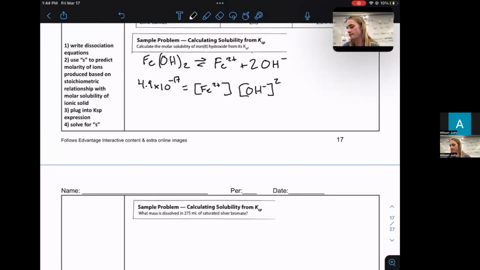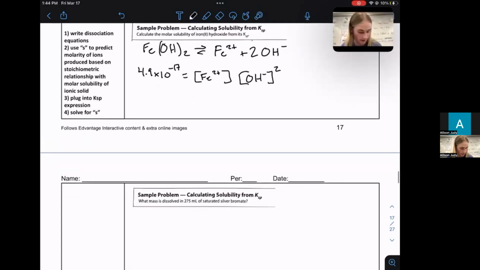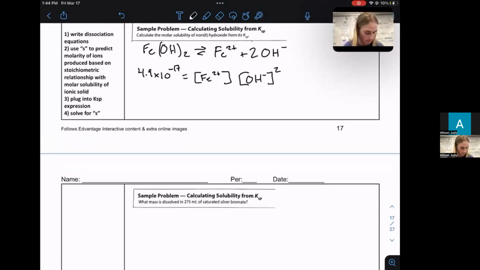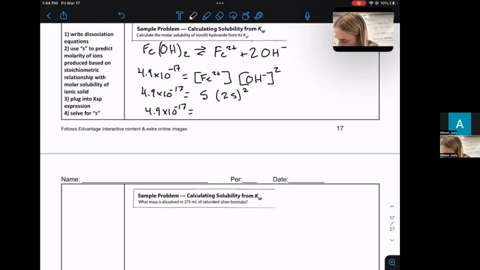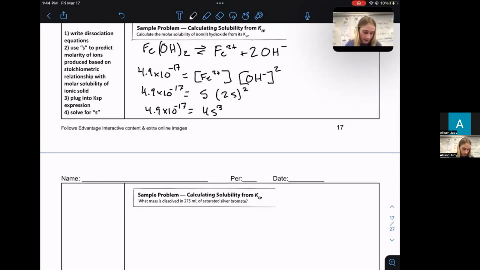Or I guess I'll just plug it in. I could have plugged it in right there, but this 4.9 times 10 to the negative 17 equals the concentration of iron 2+, which is going to be S, times the concentration of OH-, which is 2S squared. This looks pretty familiar, probably. This is KSP equals 4S cubed. And then it's just algebra. All these KSP calculations are pretty friendly.